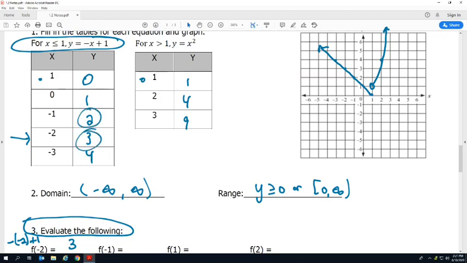F of -1 is going to be 2. Again, we could plug it in if we wanted to. -1 plus 1. You'll focus on that equation because that's the one for x less than or equal to 1. And so we get 2 for that one. F of 1. So you've got two different f of 1s. This one is the one that we can actually use because we can use the 1 on this one. It's less than or equal to 1. So our answer would be 0. And then f of 2 is going to be 4. That goes with this one right here. All right, let's do the next page.